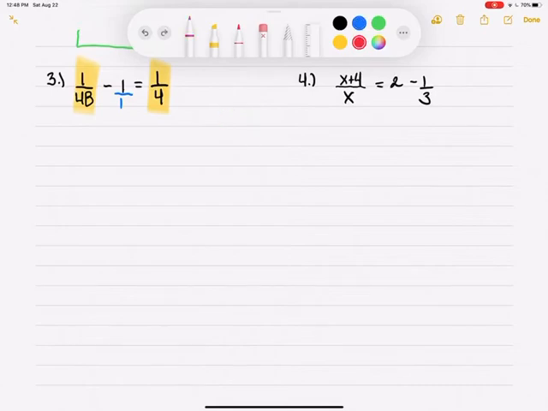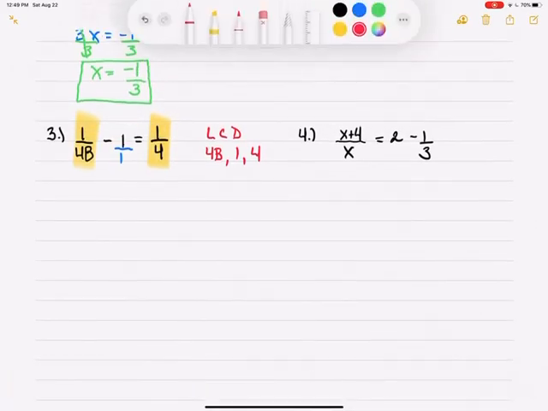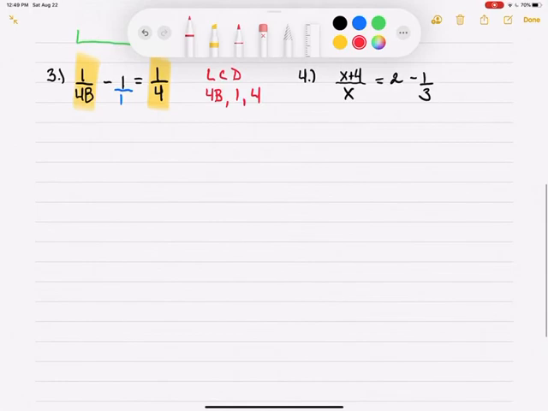So to find my lowest common denominator, I look at what I have. 4b, 1, and 4. If you look at this, 4b is the only one that has a letter. So I know that I'm going to look at this as probably my lowest common denominator, but I just want to make sure. I can divide 4b by 1. I can also divide 4b by 4. So I know that, in fact, this is going to be my lowest common denominator.